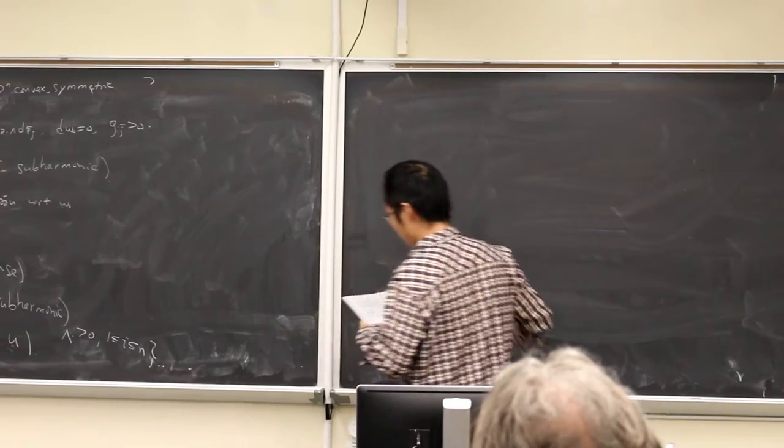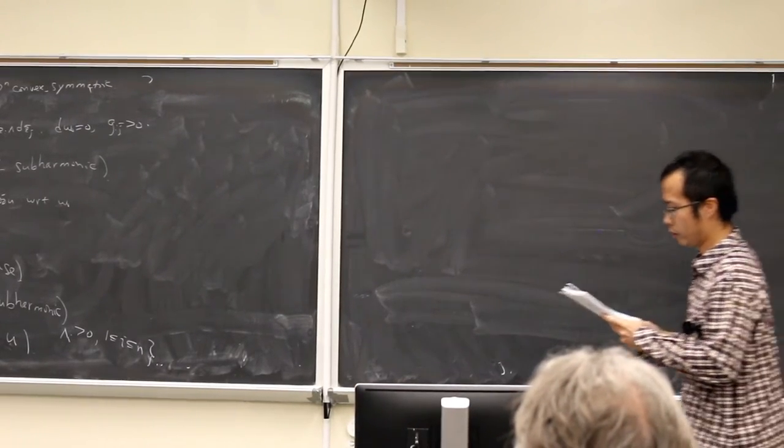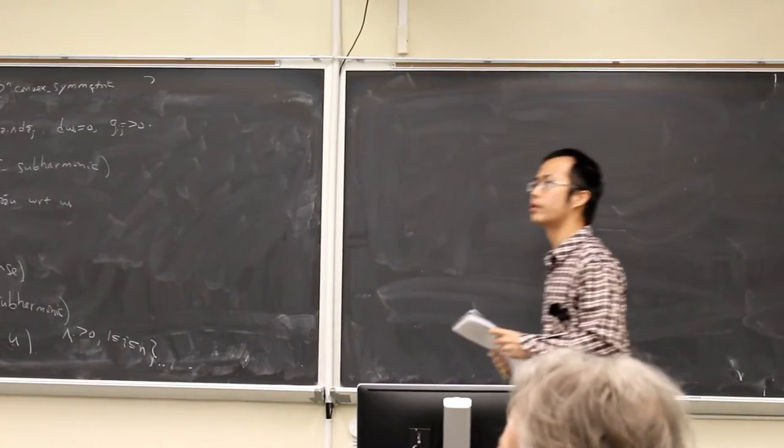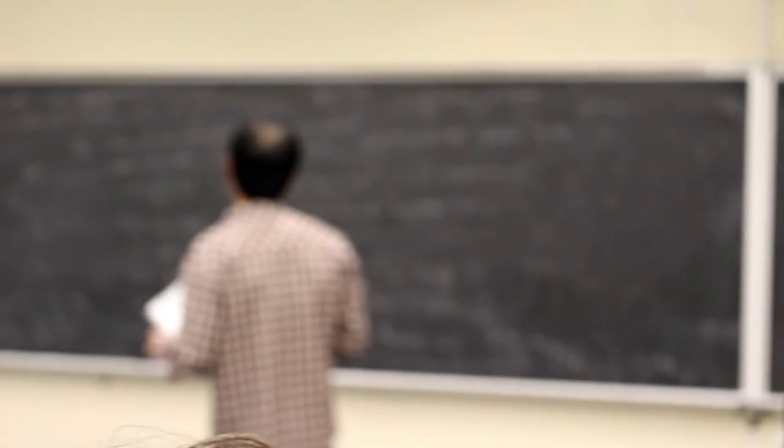Okay, so let me just state the following. Yes? Is there an easy reason to see that you shouldn't impose the property that it actually is gamma subharmonic?